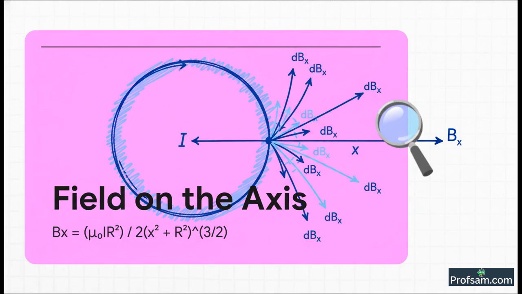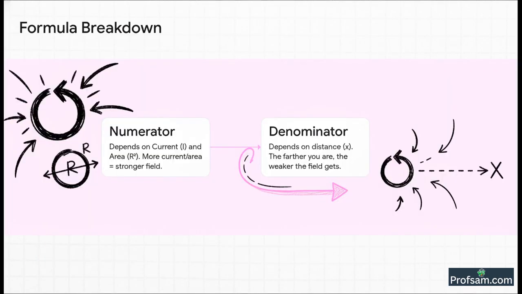This whole expression is simply the result of adding up all those forward-pointing dBx components we just talked about. Let's quickly break this formula down so it's really easy to remember. Look at the top part, the numerator. It tells you what makes the field stronger. More current, I, stronger field. A bigger loop with a larger radius r, stronger field.